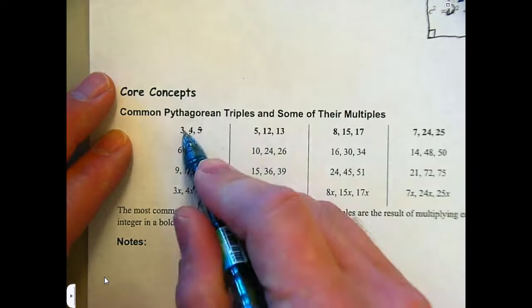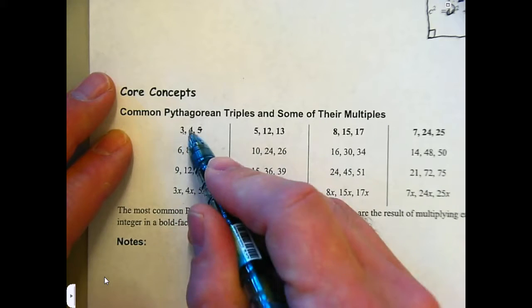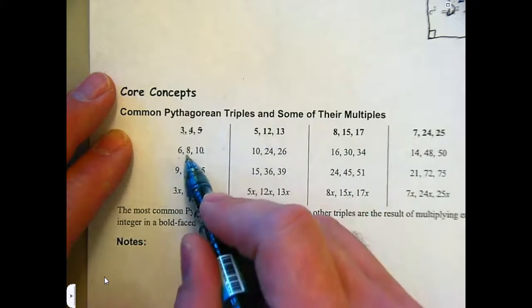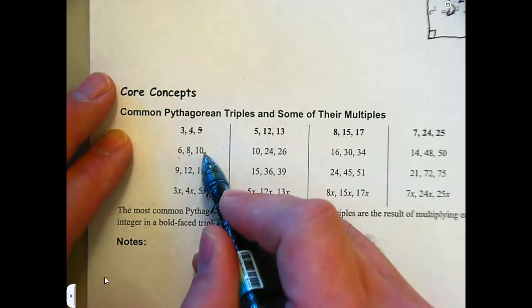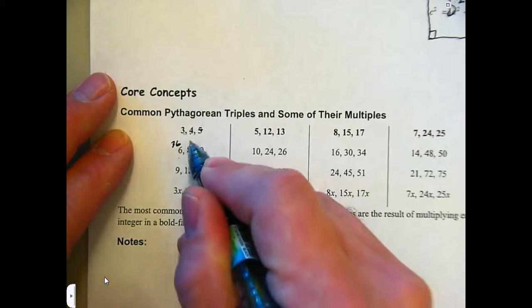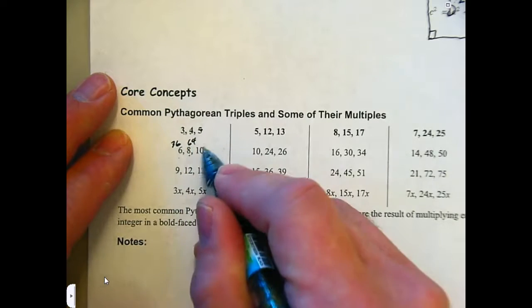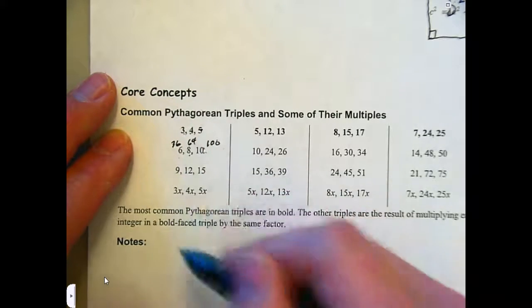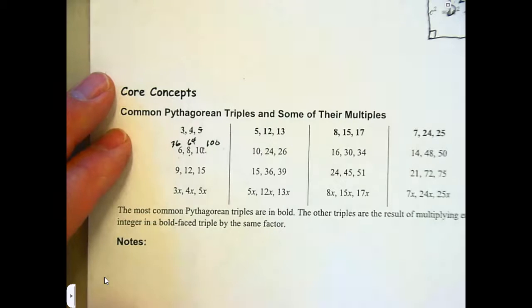Well, if I doubled 3, I get 6. And if I double 4, I get 8. And if I double 5, I get 10. So that means 6 squared plus 8 squared equals 10 squared. What is 6 squared? 36. And what's 8 squared? 64. Does that make 100? Yeah. And if I triple them, any multiple of those become Pythagorean triples.